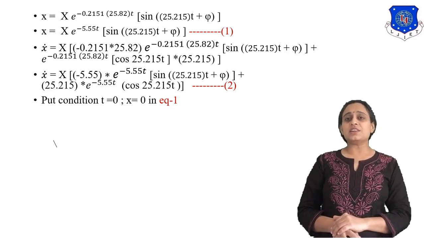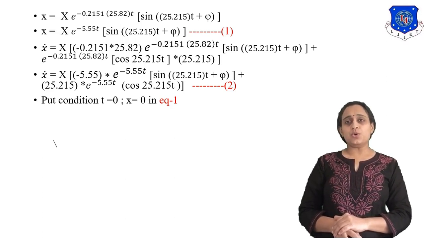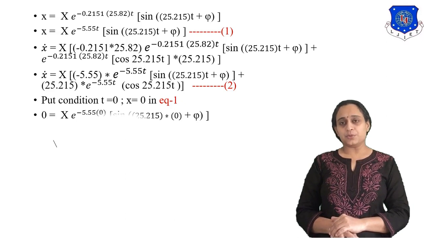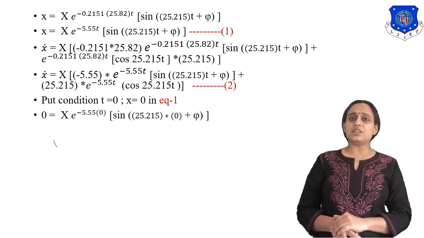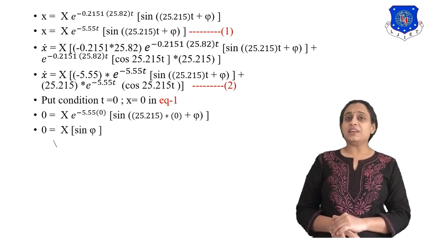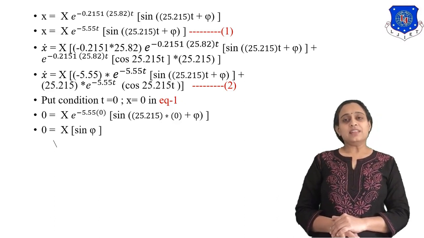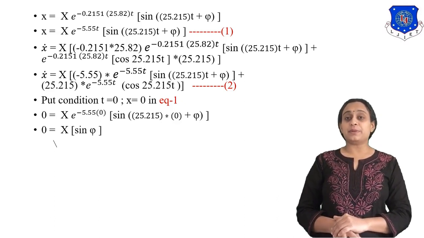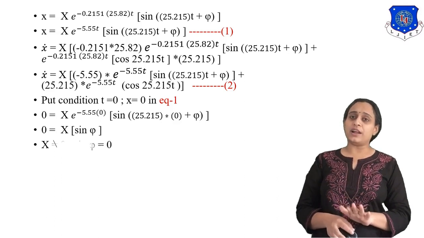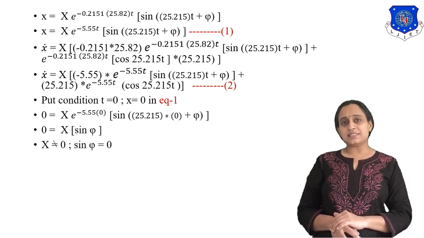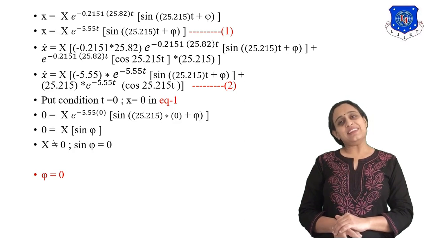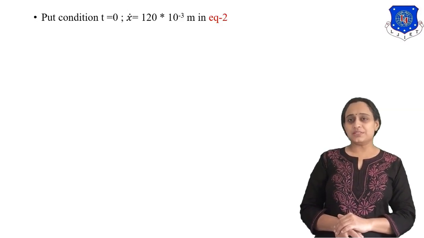So what is the initial equation? At t is equal to 0, x is equal to 0. So by putting this initial equation in equation 1, we can find out that the final answer is 0. Now x is a constant displacement, hence it cannot be 0 at all. So phi can be 0, hence we can write sin phi is equal to 0.